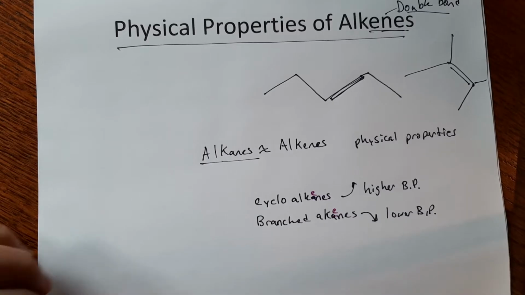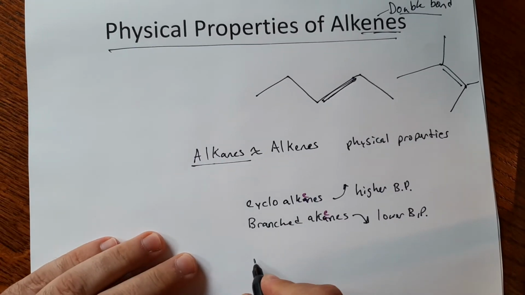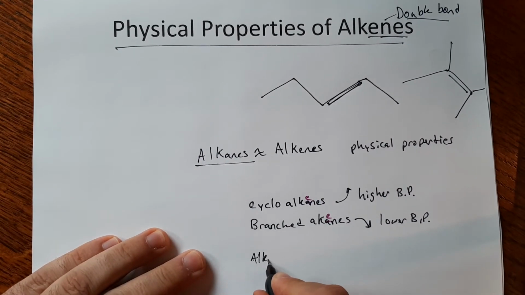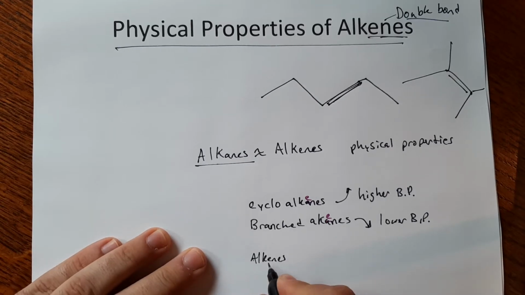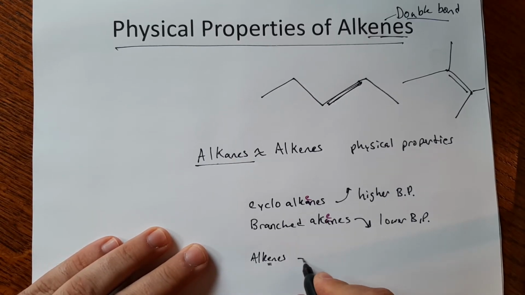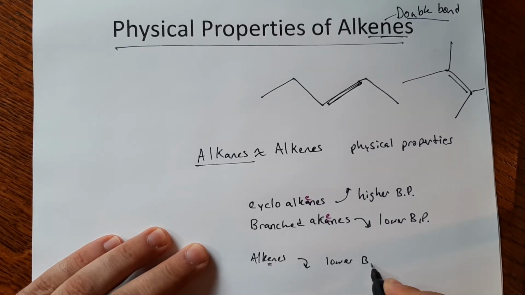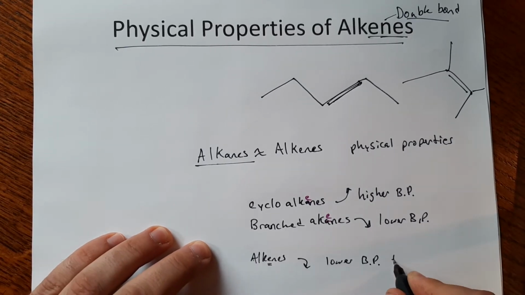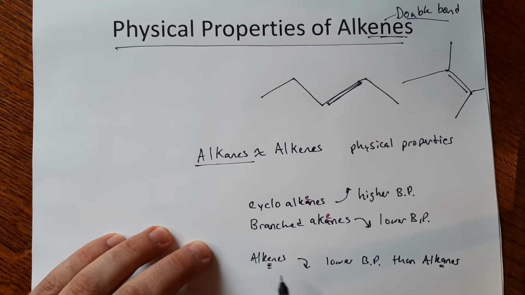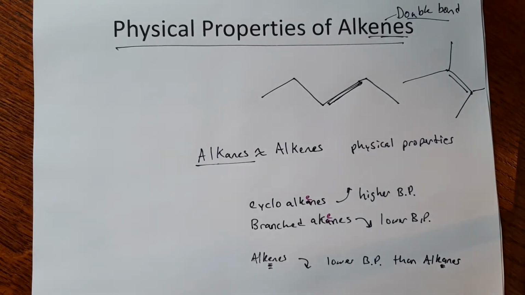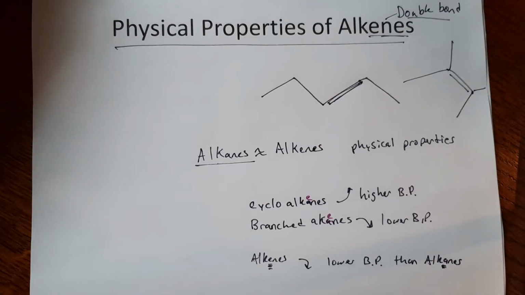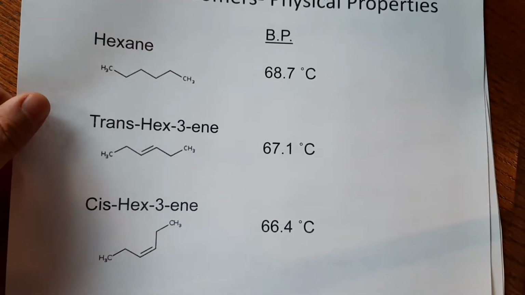And then compared to alkanes, alkenes generally have slightly lower boiling points. So that's alkenes, slightly lower than alkanes. That's basically it. So here's a quick little example of what we're talking about.